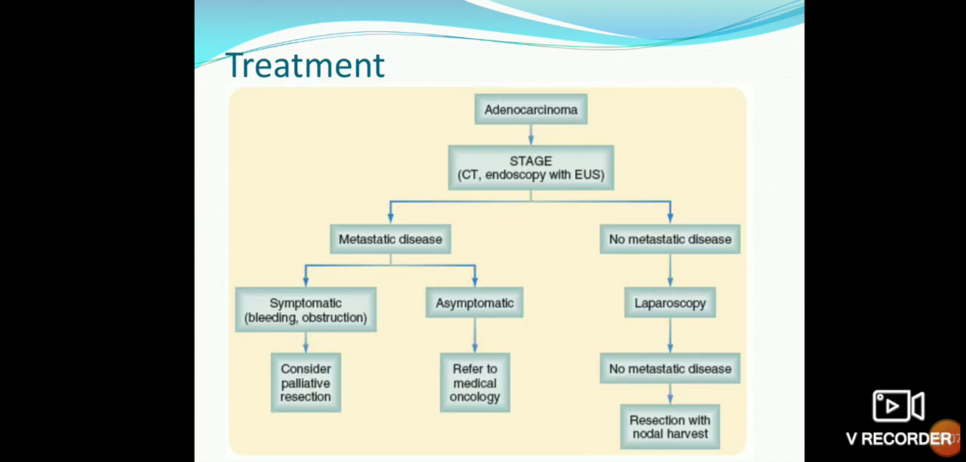This is the treatment algorithm. When adenocarcinoma is found, we go for staging by CT, endoscopy or EUS. When metastatic disease is present and symptomatic, such as when bleeding and obstruction are present, then consider palliative resection. We go for palliative resection to relieve the obstruction or to stop the bleeding. And if metastatic disease is asymptomatic, refer to a medical oncologist for chemotherapy or radiotherapy for further management.